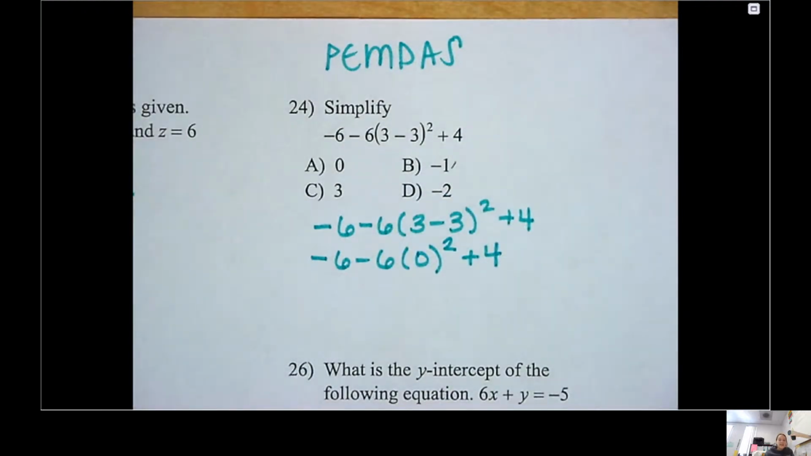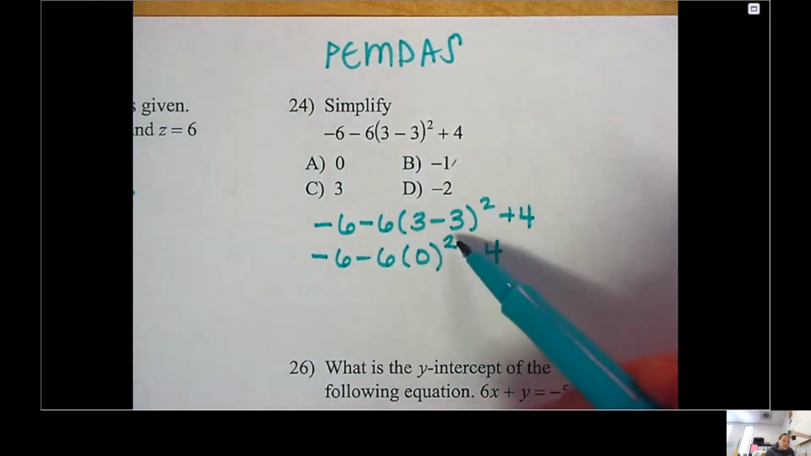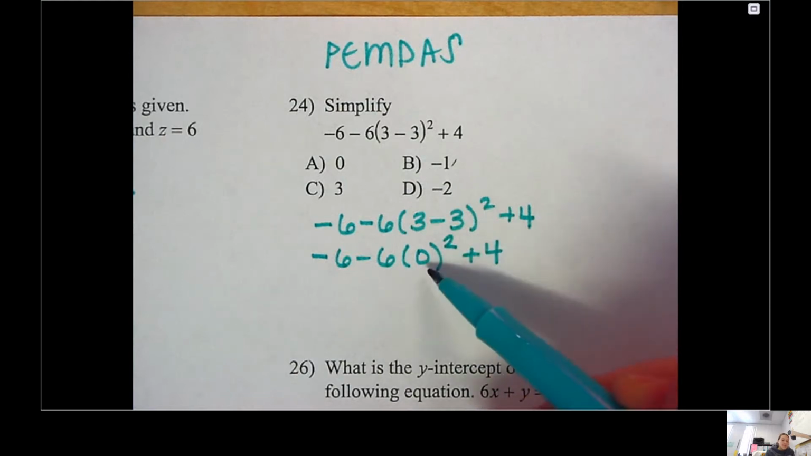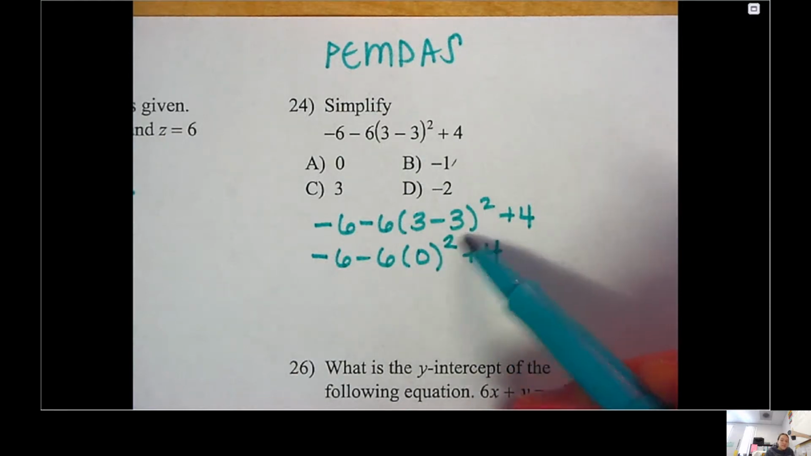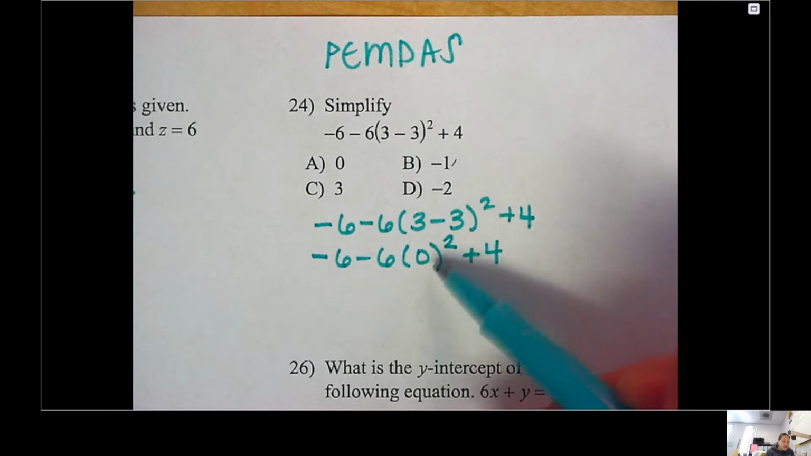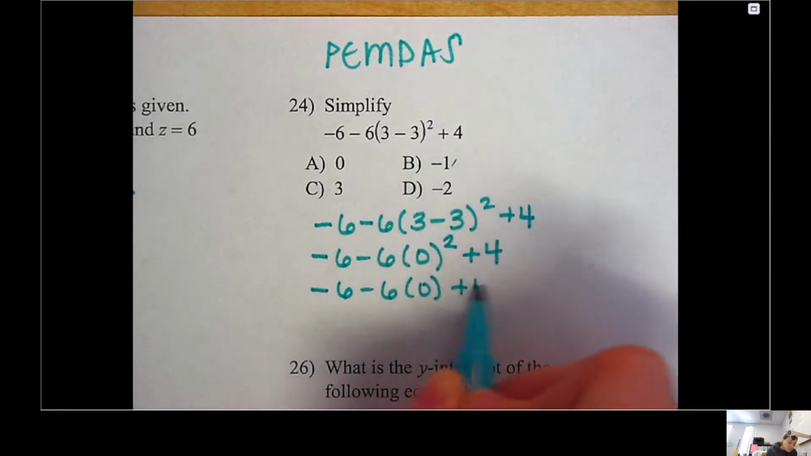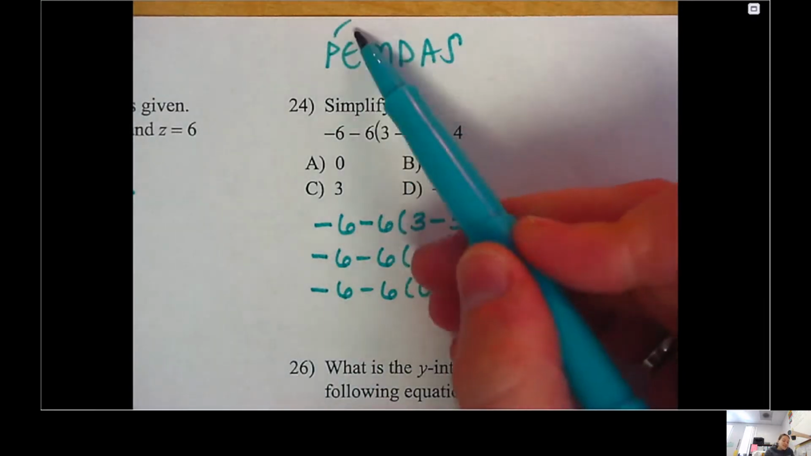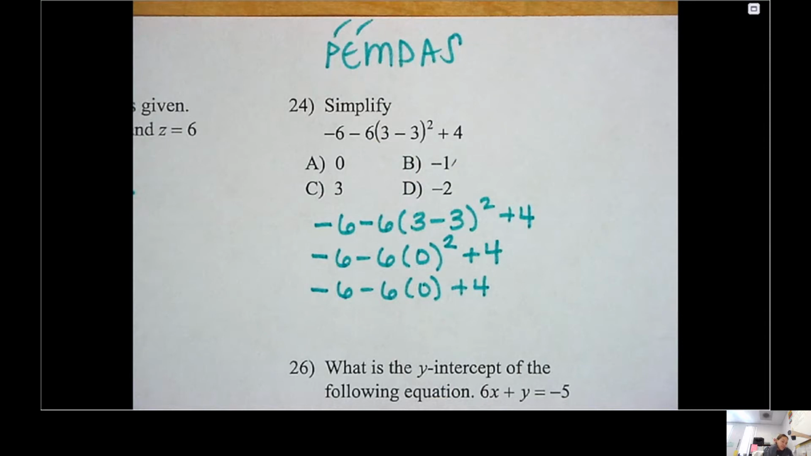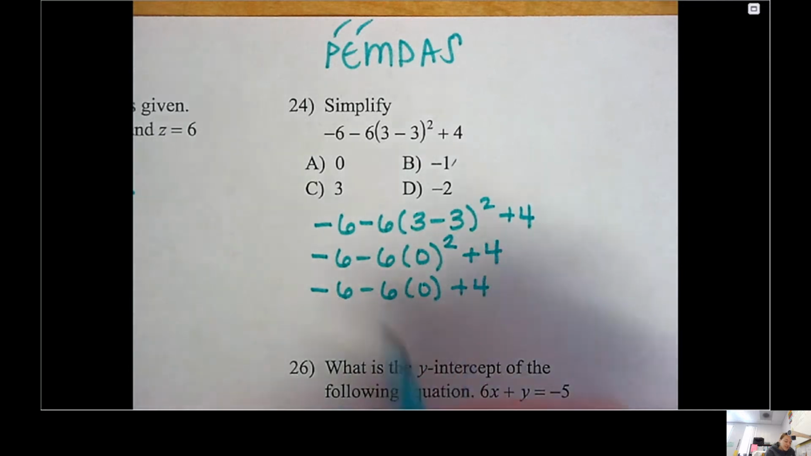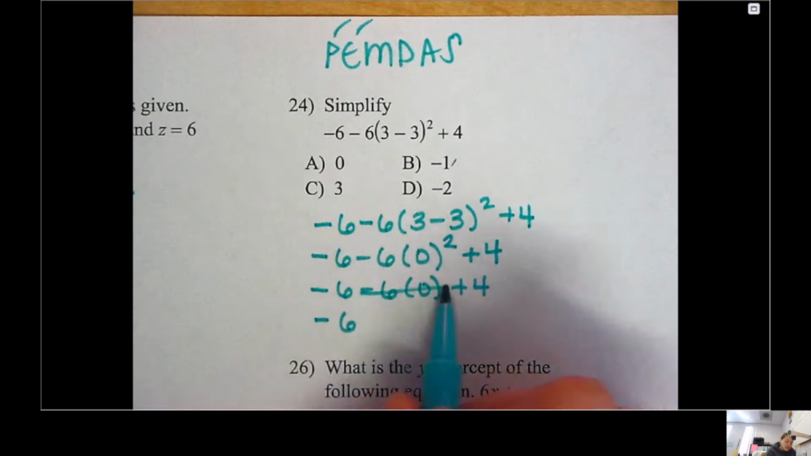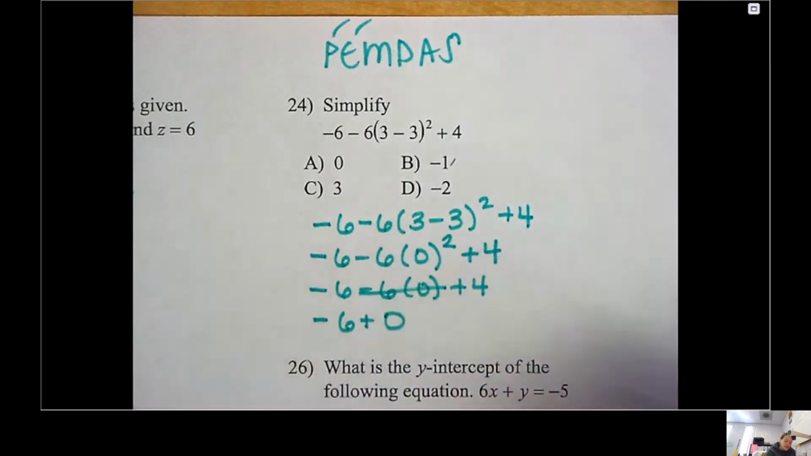Okay. Next thing is my exponents. That's the 2. So 0 squared means this number times itself this many times. So 0 times 0 is still just 0. So did this. Next is multiplication and division from left to right. So the first multiplication I see is -6 times 0. That's still just 0. So I'm just going to put plus 0. And then I bring down my 4.